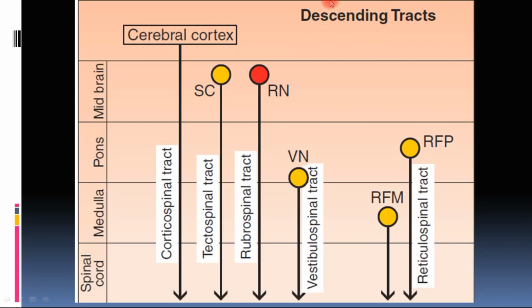Now coming to the descending tracts, as you can see here, we have discussed the lateral and medial motor system. This does not depict the crossing over. This diagram is just depicting the origin and how it descends. There is no representation of where it is crossing over to the opposite side, as the lateral corticospinal tract crosses over in the medulla. So this diagram is just representing the origin of different descending tracts, not the actual course of the tracts.